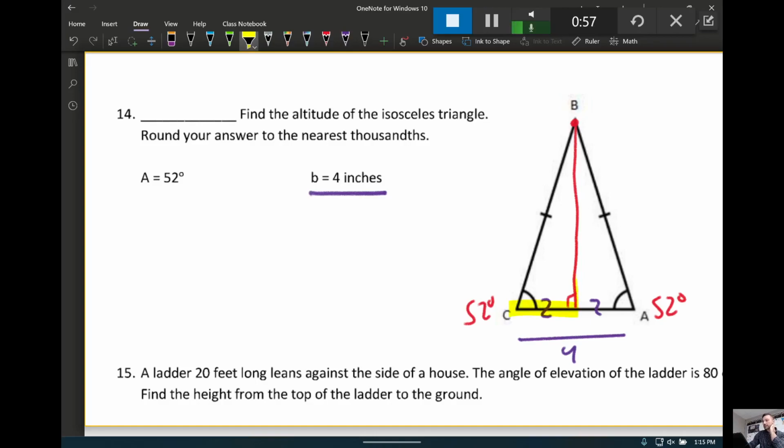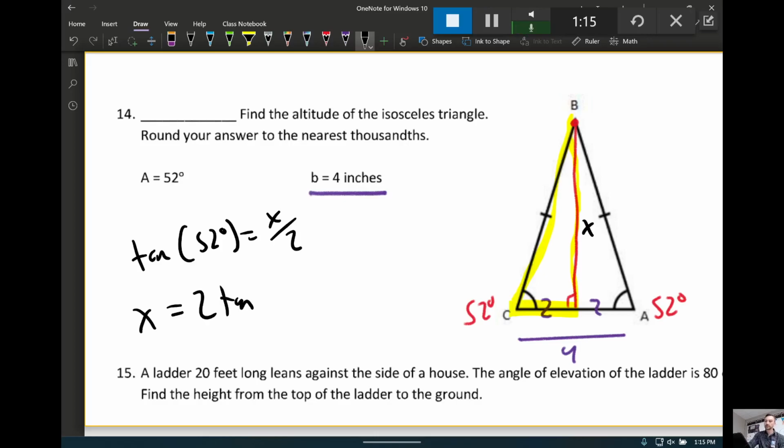Well, then you can just focus on one of your right triangles. You've got 2 of them to pick from. And from 52 degrees, you're trying to find the opposite when you know the adjacent. So that would be tangent, because tangent is opposite over adjacent. And then assuming your calculator is in degree mode, that should be enough, about 2.560. Did somebody have anything more specific about 14?